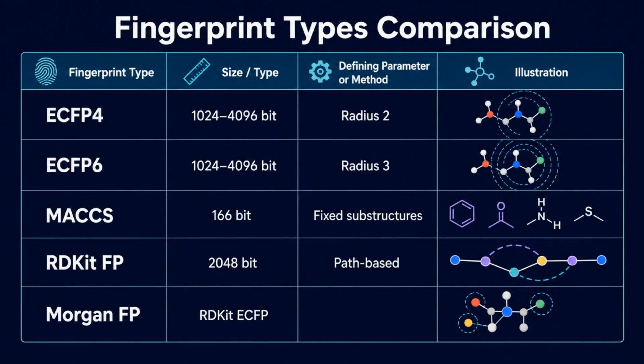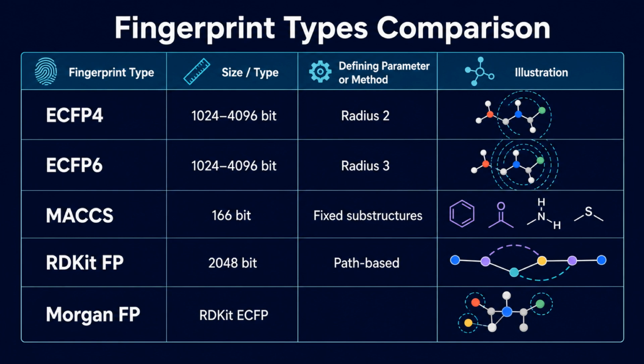Different fingerprint types serve different purposes. ECFP with radius 2 is great for similarity searches and QSAR. Larger radius provides more precise structure recognition. MACCS keys use fixed substructures for fast searching. RDKit fingerprints use path-based approaches.